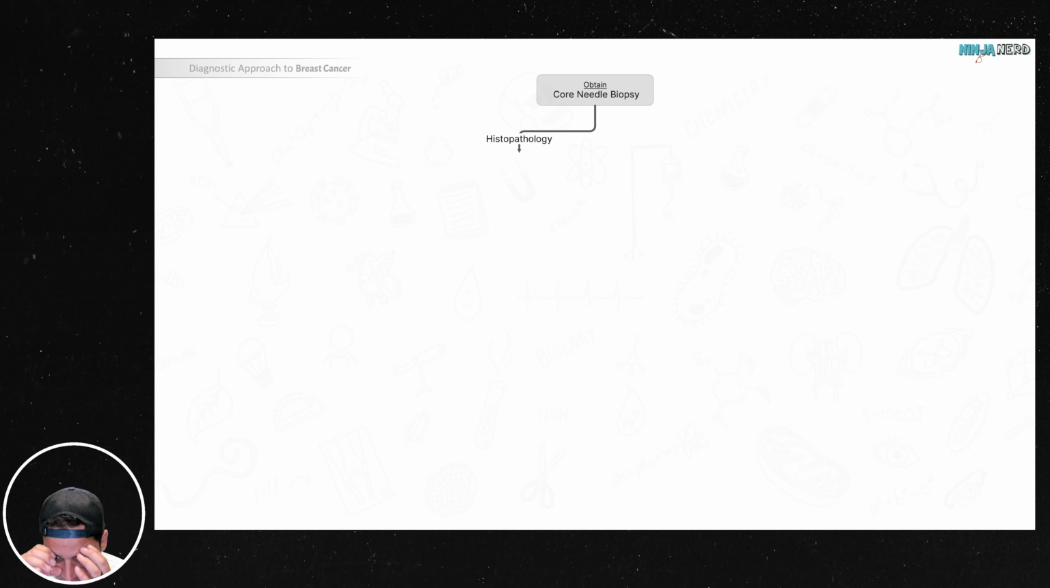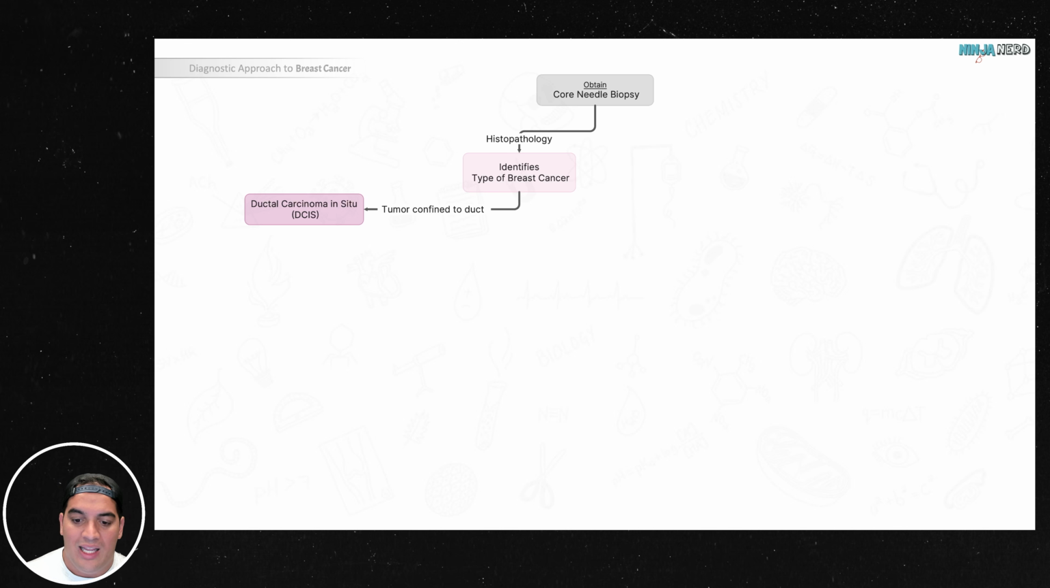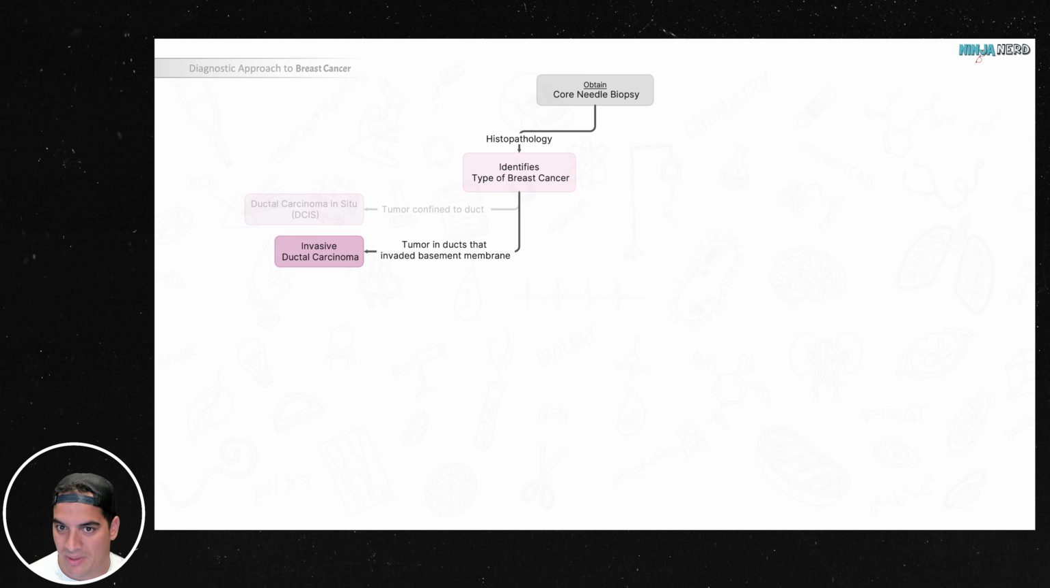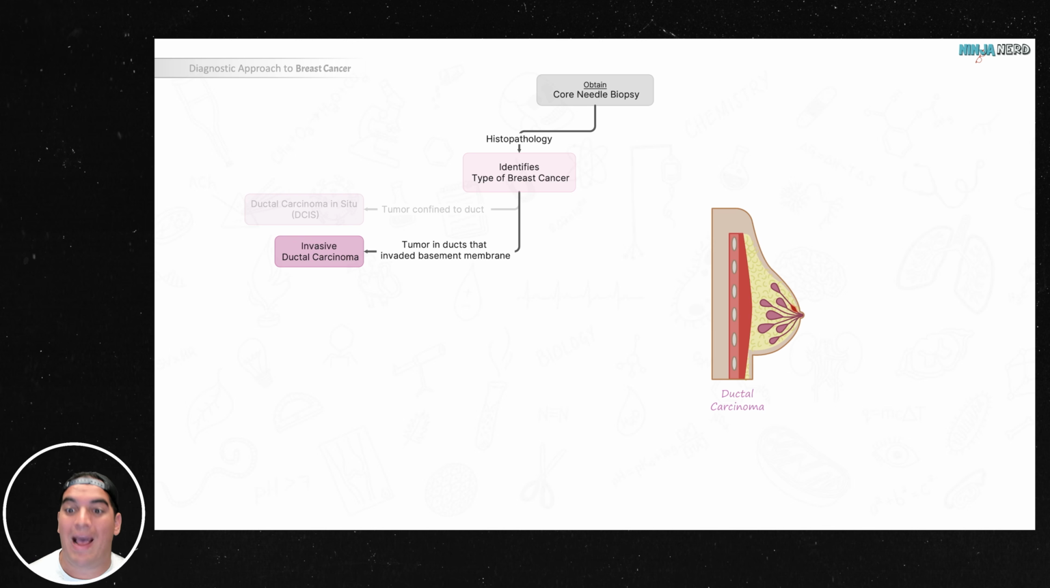The pathologist will look under the microscope and see everything. If it's a tumor confined to the ducts that hasn't broken past the basement membrane, that's DCIS, ductal carcinoma in situ. If it's in the ducts and has broken outside of the basement membrane, then that's invasive ductal carcinoma. This is the most common; 80% of the time it's this one. If it's in the lobules and hasn't broken past that, that's lobular carcinoma in situ. But here we can appreciate before we actually do that.